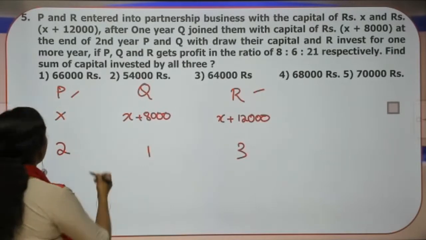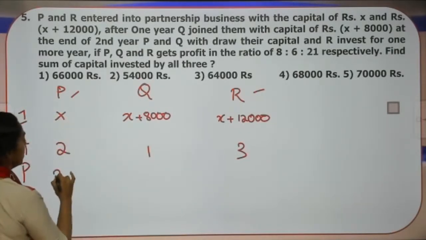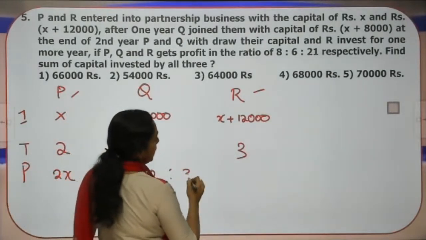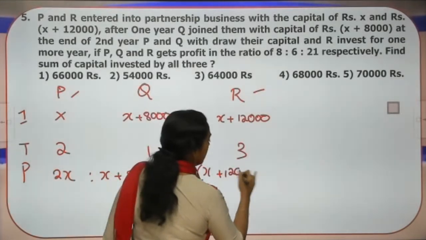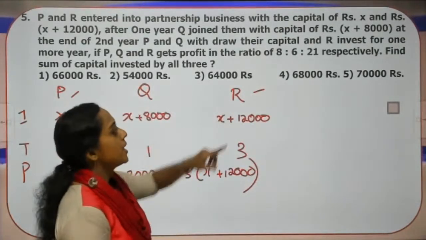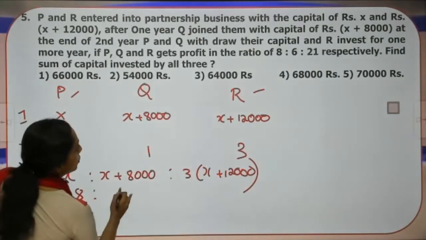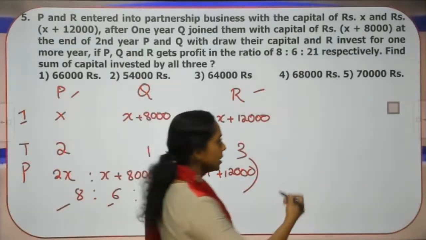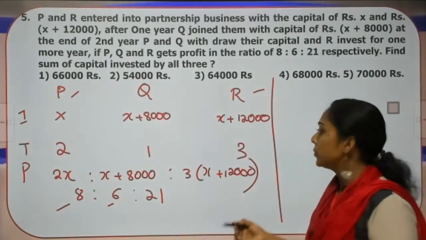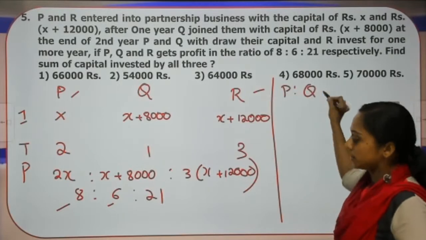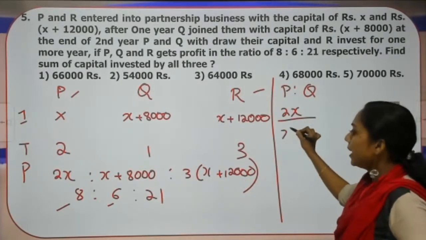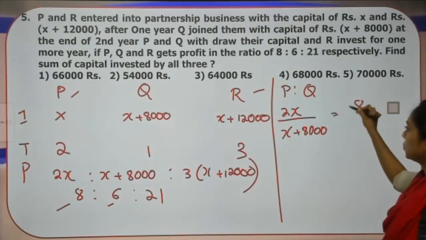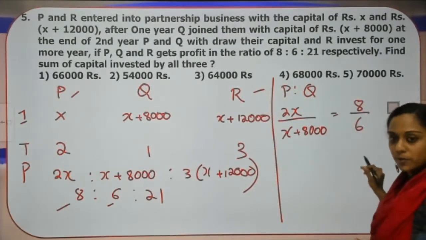80:60:21. So here what I am doing is I am going to find out the profit ratio from here. 2x is to x plus 8,000 is to 3 into x plus 12,000. Okay. I know this value is 80:60:21. Okay. So I am taking only P and Q. I am going to take the profit ratio of P and Q. So that is P is to Q is 2x divided by x plus 8,000 is equal to 8:6.